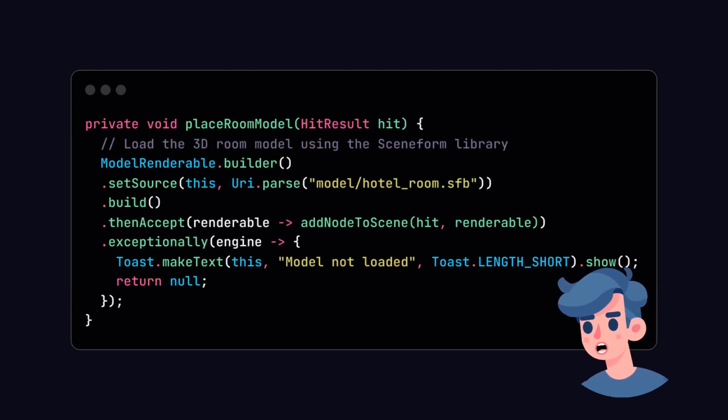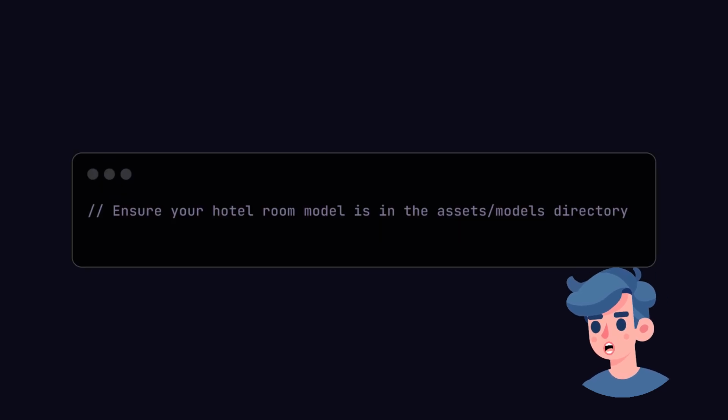Next, we want to allow users to place a 3D model of a hotel room. We will create a method placeRoomModel that responds to user taps on the AR view. In this method, we're loading a pre-made 3D model of a hotel room. It's crucial to have the model file in a compatible format, such as .sfb. Ensure you place your hotel_room.sfb in the assets/model directory of your project.